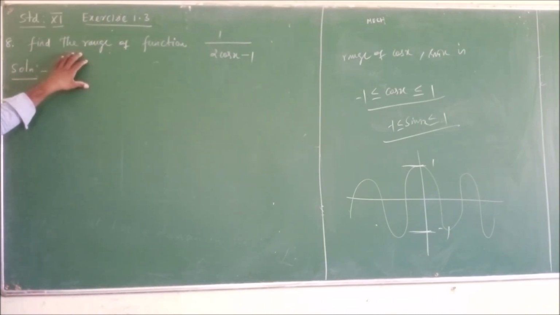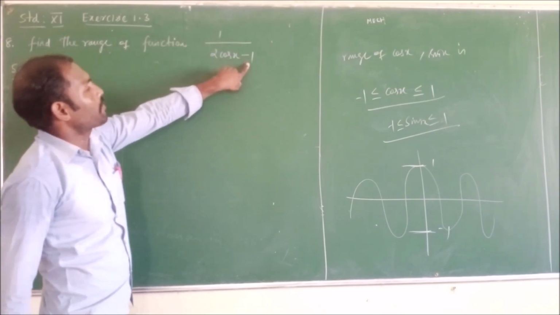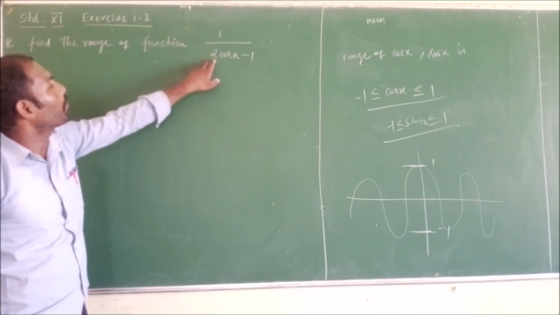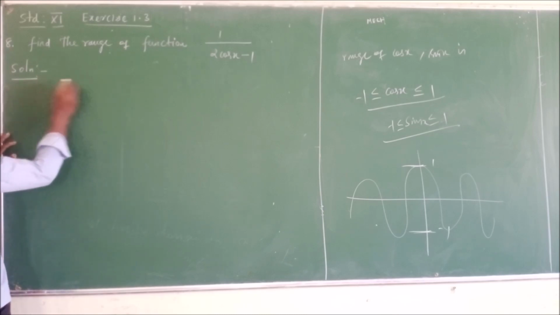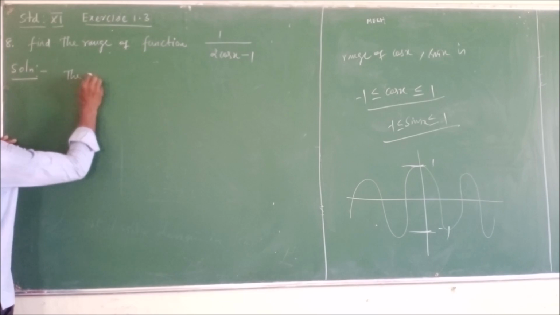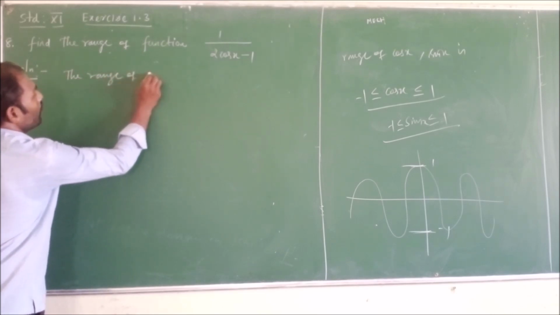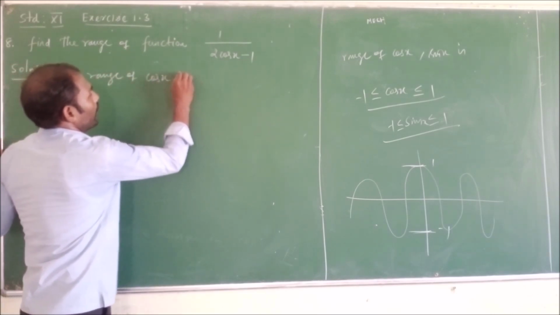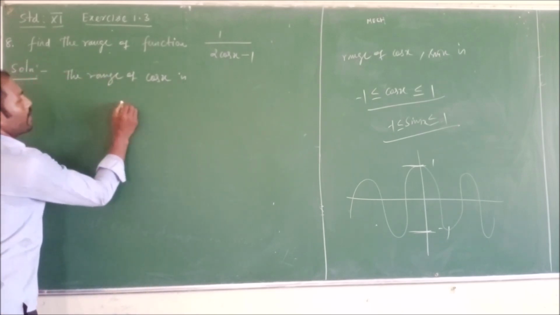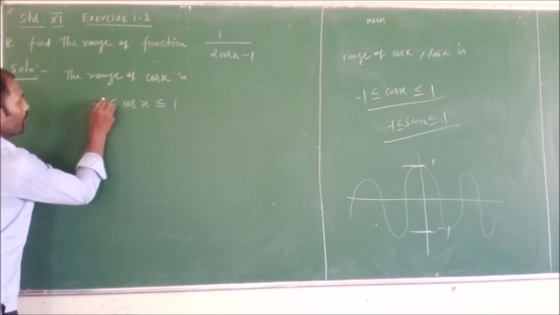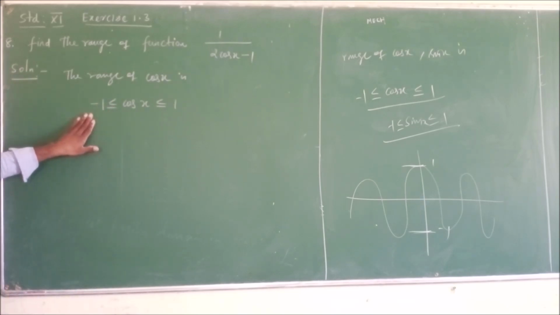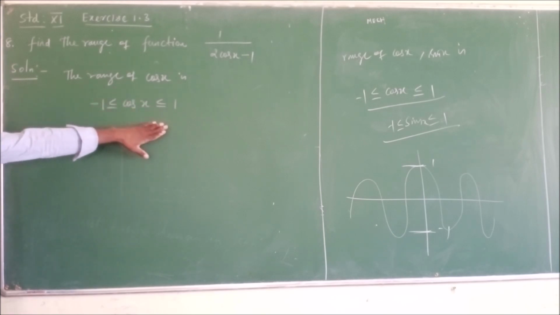So we have to find the range of 1 by 2 cos x minus 1. So we see the solution. First is the range. The range of cos x is -1 less than or equal to cos x less than or equal to 1. Here the range of cos x is -1 to +1.